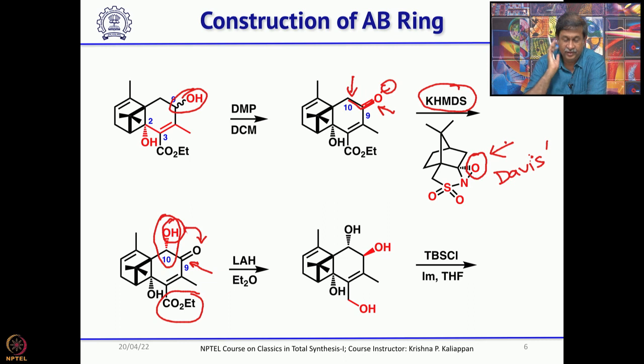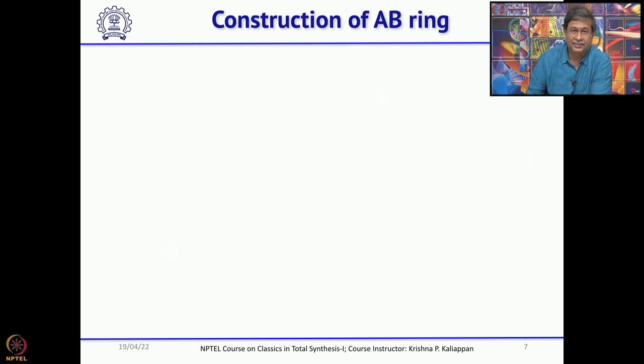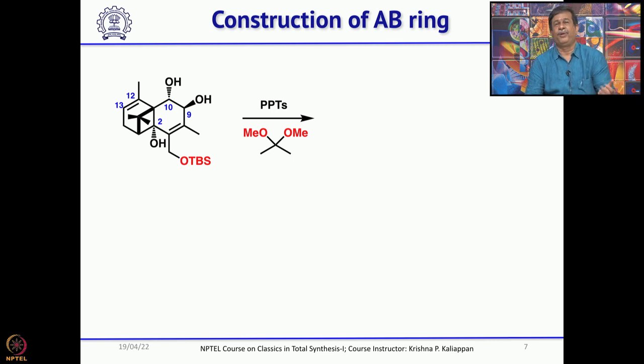Next, you have to protect the primary alcohol selectively, because you have two secondary alcohols, one tertiary alcohol and a primary alcohol. As you know, it is easy to selectively protect the primary alcohol in the presence of secondary and tertiary alcohol. For that, you should use a bulky protecting group. You can use TBS chloride, TBDPS chloride, trityl chloride, and so on. Here they chose TBS chloride as the protecting group, so the primary alcohol was protected.